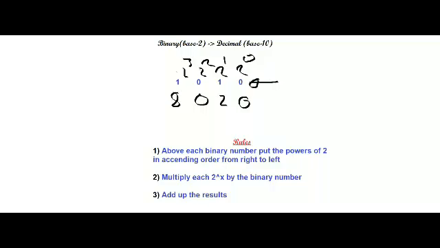Now we're going to follow the third rule and add up all the results. So 8 plus 0 plus 2 plus 0 is equal to 10. And therefore, we can say that 1010 is actually 10 in base 10.